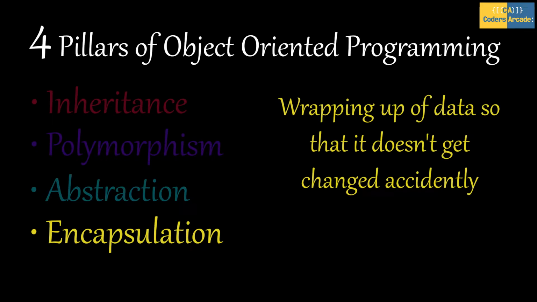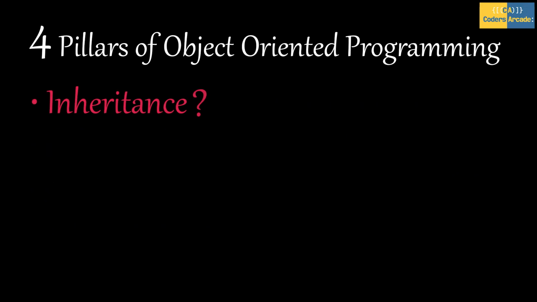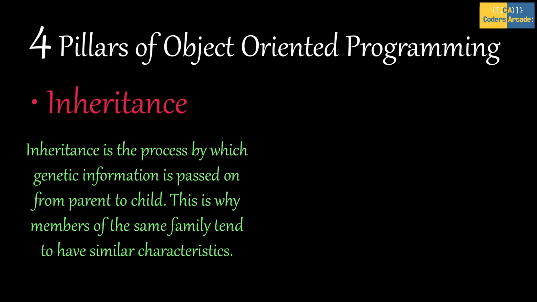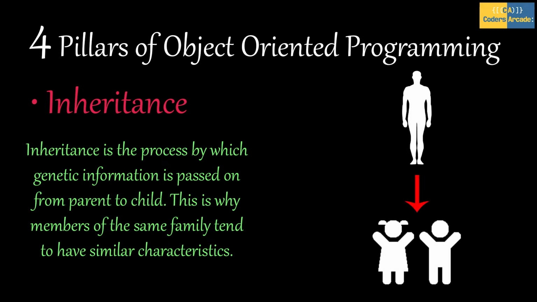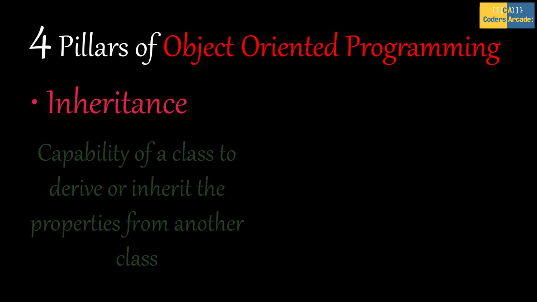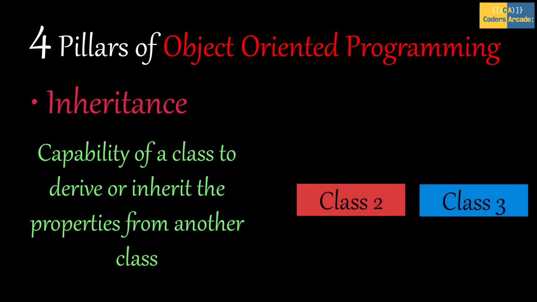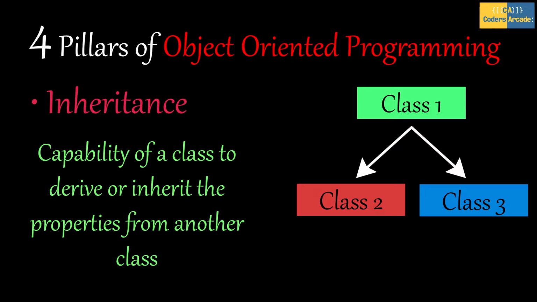So, now if I talk about inheritance, what is inheritance in general? Inheritance is a process by which genetic information is passed from parent to child. This is why members of the same family tend to have similar characteristics. Now, if I talk about inheritance in object-oriented programming, it's the capability of a class to derive or inherit the properties from another class. That is inheritance in Python.